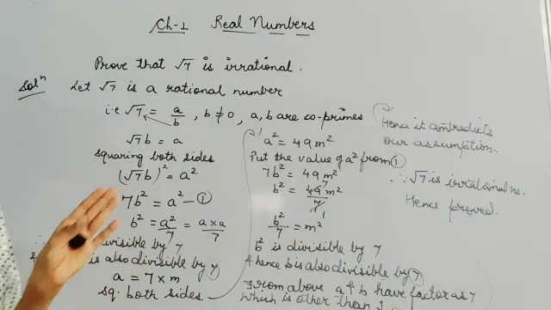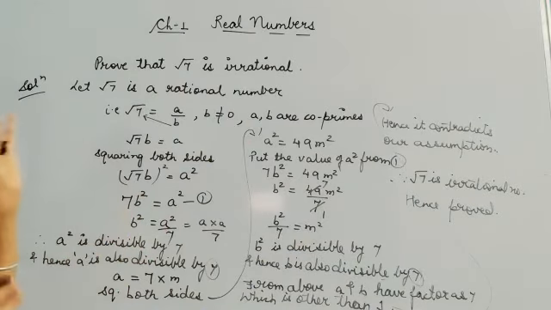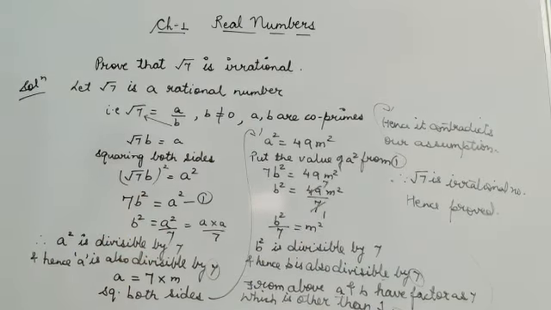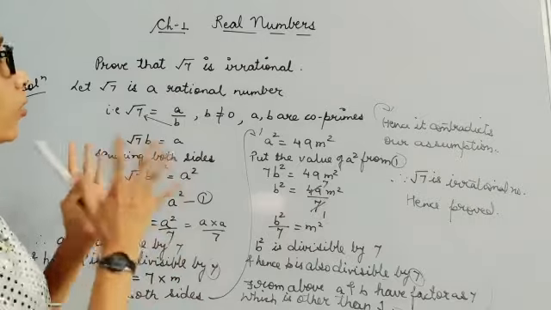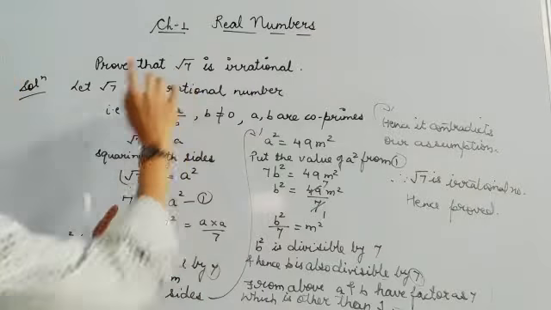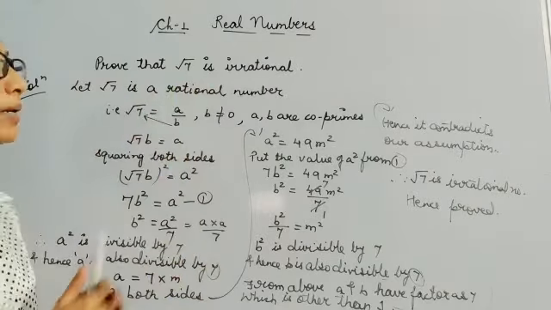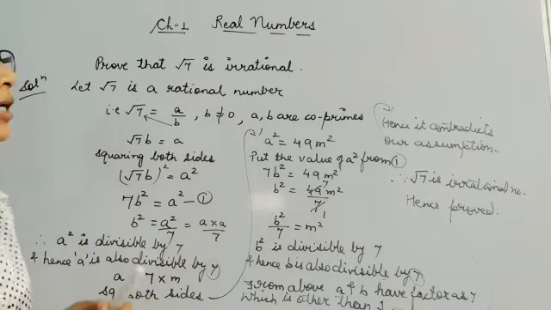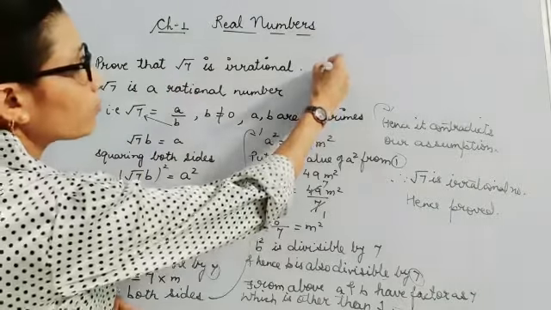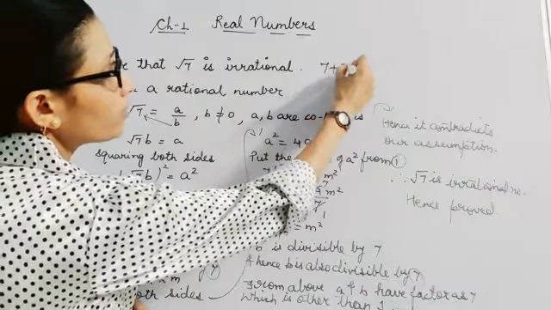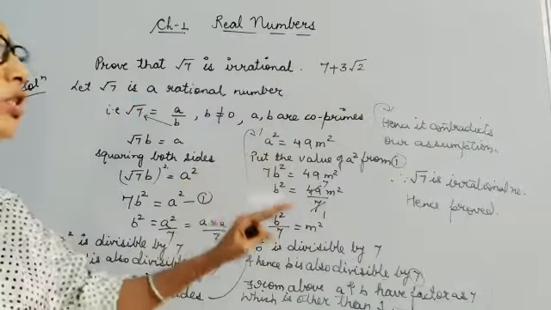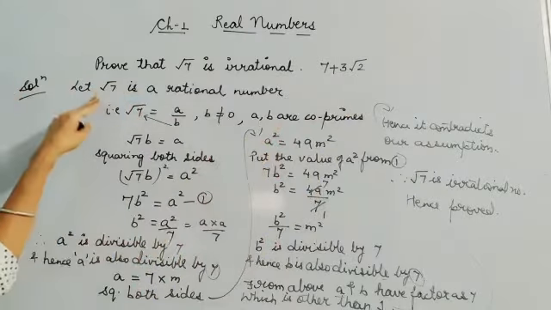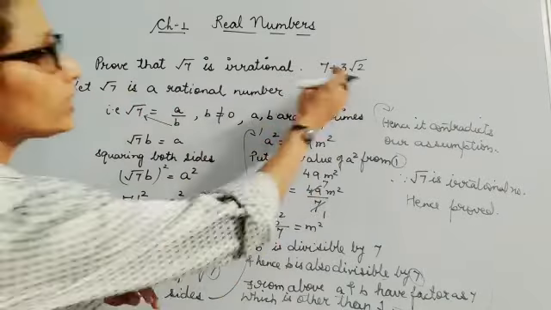So this is the kind of question which you can expect in your board examination. Children, this is the only method of proving that a given number which cannot be represented in p by q form is an irrational number. Now you can get one more type of question. Let's suppose it is given 7 plus 3 root 2, or 7 minus 3 root 2. Then one more step you have to do. Before starting this step, you need to simplify.